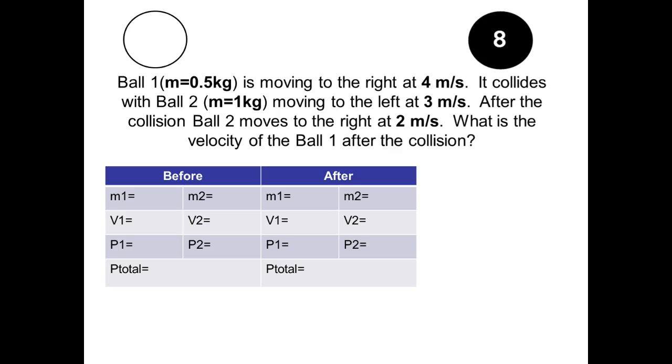If you have two or more objects, you need to have a total momentum as well as their individual mass, velocity, and momentum. Notice I labeled it as mass 1, mass 2, so I know that mass 1 is ball 1.